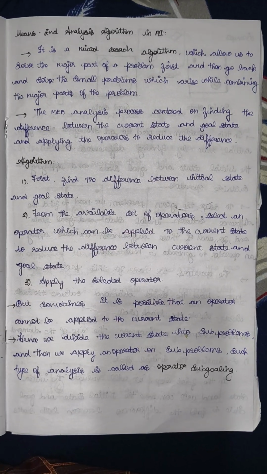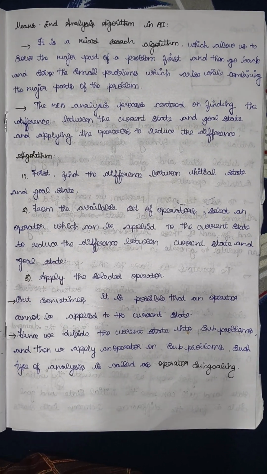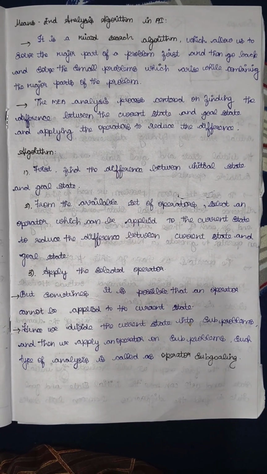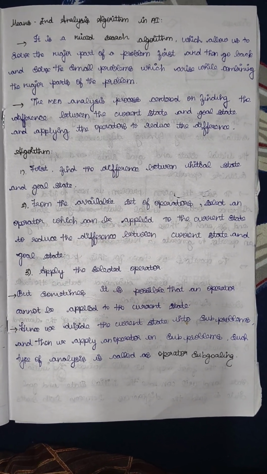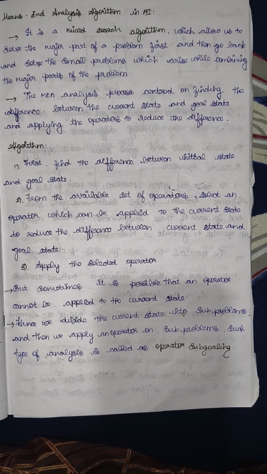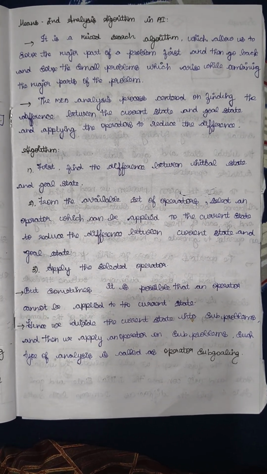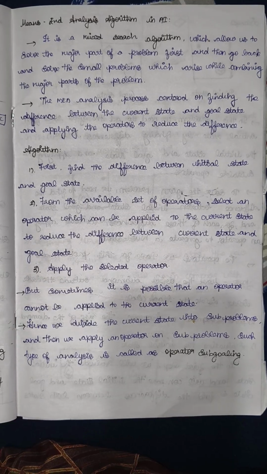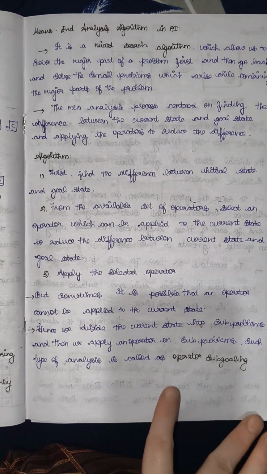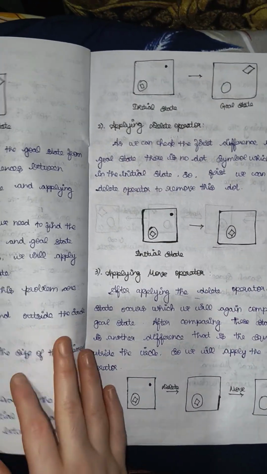It is nothing but a mixed search algorithm. In this, we will first solve the major problem and then come down and solve the minor problems. That is, larger problems are solved first and then the smaller problems are solved later. That is the major step used in the means end analysis algorithm. We can see it with one simple example so that it is easy for you to understand.